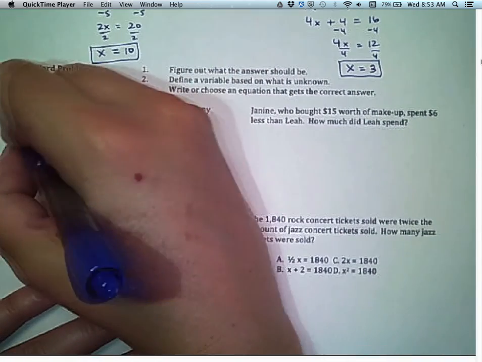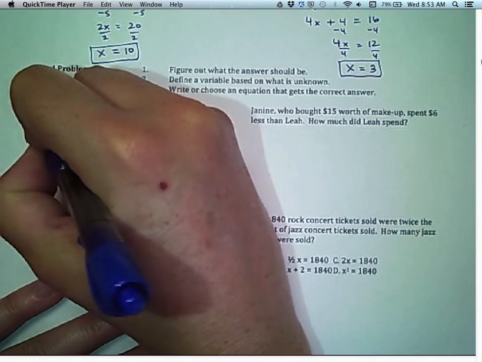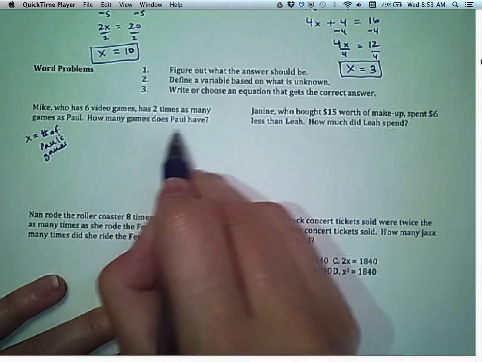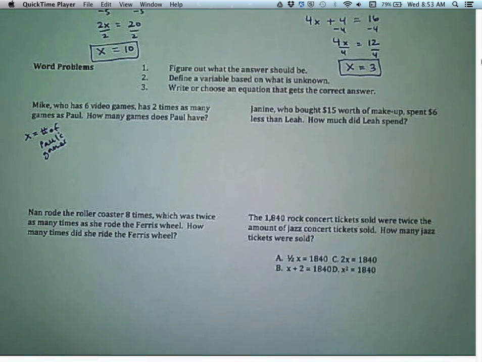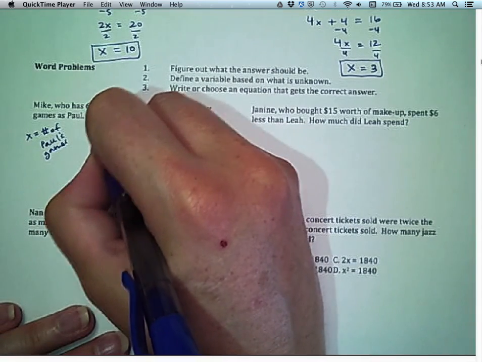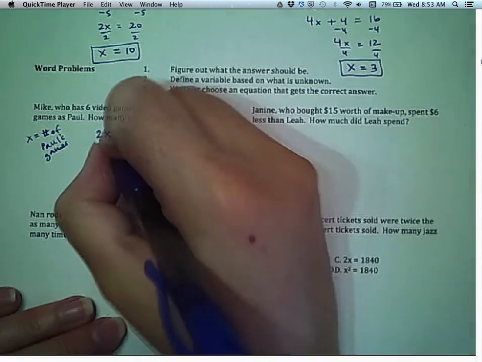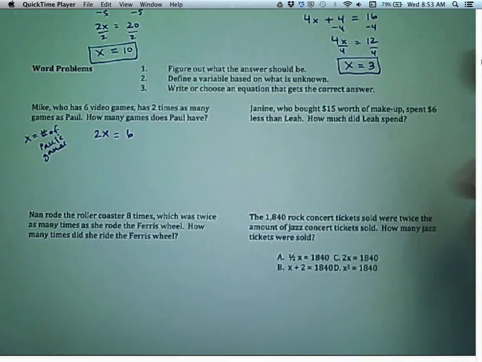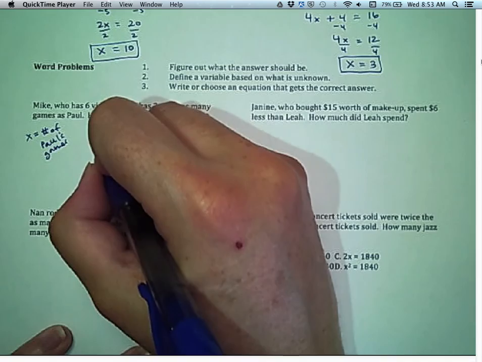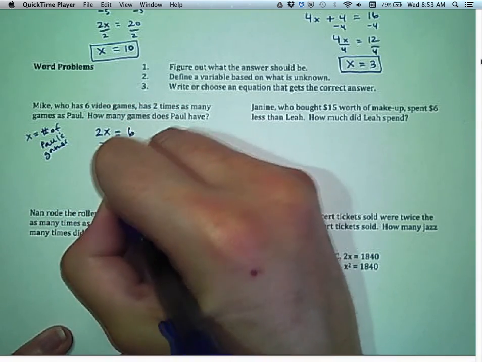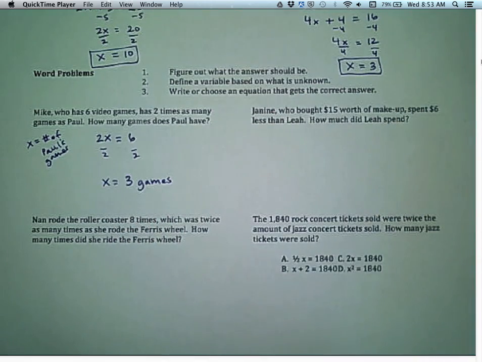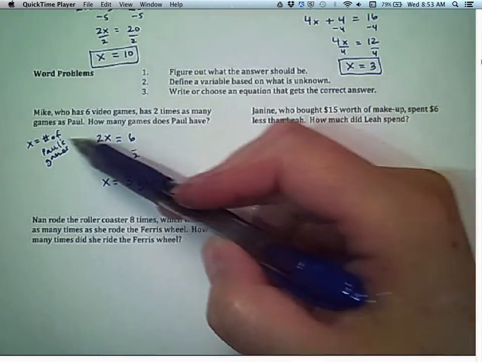All right, we're going to first say that x represents the number of Paul's games, right? That's what we're trying to find. How many games does Paul have? So x represents the number of Paul's games. All right, so if I take 2 times that x, that is how many games that Mike has, right? Because Mike has twice as many. And when I think about this, and I solve this out, divide both sides by 2, x equals 3 games, which we know that Paul should end up having 3 games because he has half as many as Mike. Mike has 2 times as many as Paul.